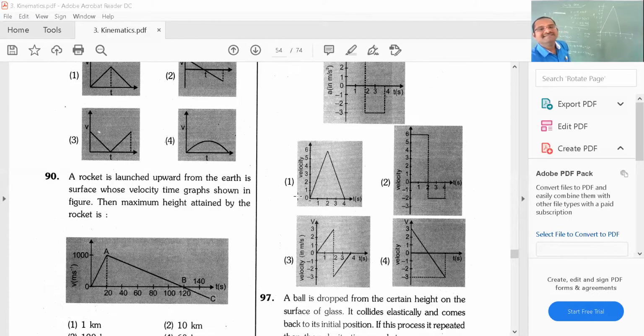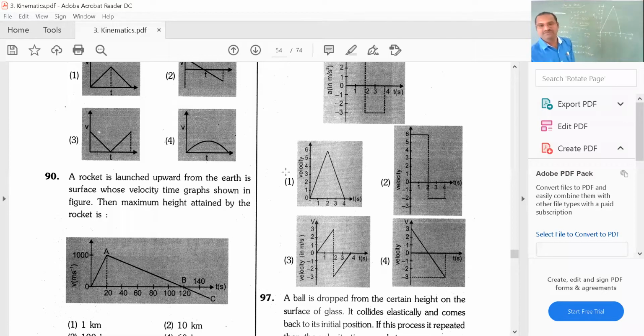Yes. Option 1 is the right answer. This is the right answer. This is the right answer. Clear? I hope you are understanding what I am doing here. This is wrong, this is wrong, this is wrong. So this will be the right answer. Understood, Anna? Any doubt in this point?